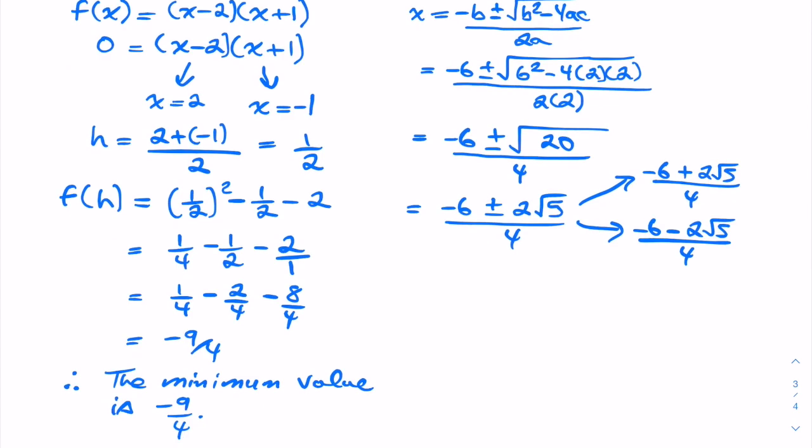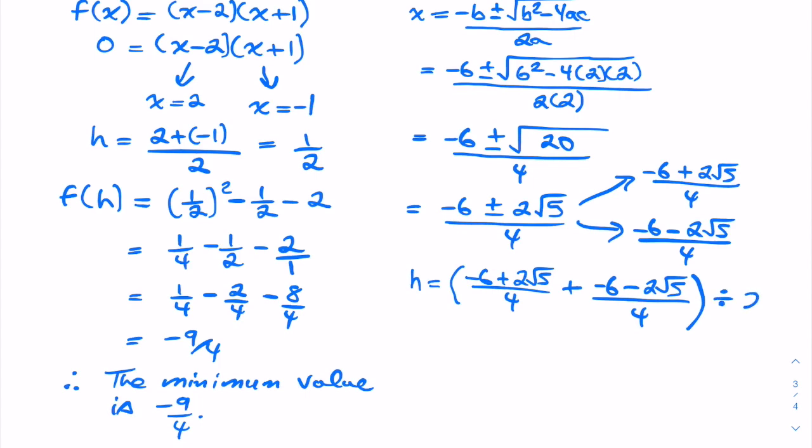So let's find the h value, which is the x-coordinate of the vertex. This is equivalent to r plus s all over 2. I'll write that out over here. So here's our r value, negative 6 plus 2 root 5 all over 4, plus s, which is negative 6 take away 2 root 5 all over 4. And in brackets, that's just r plus s. And I'm going to divide it by 2, and I'll write it like this just to save a little bit of space.